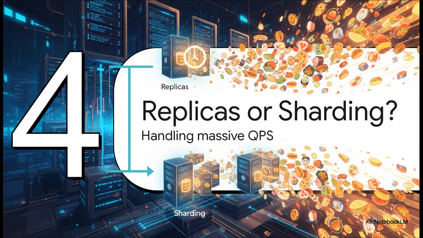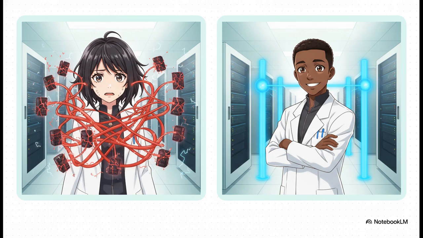Let's hit section 4, scaling. Replicas or sharding. Once you've picked your algorithm, you've got to scale it to handle thousands of queries per second, especially during peak meal times. Now, when engineers hear scale, the immediate reaction is usually database sharding. But hold up, sharding requires really complex application logic to route data.